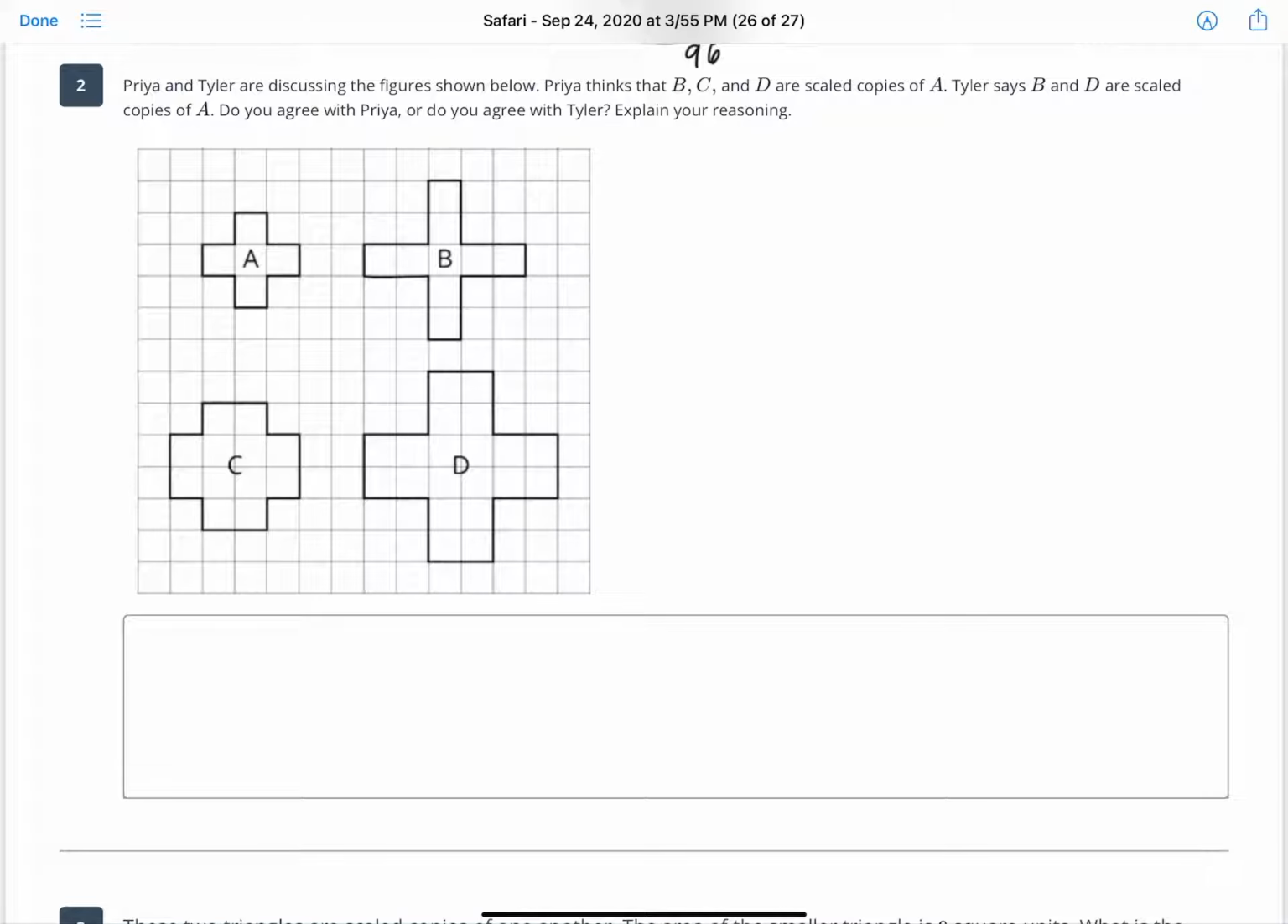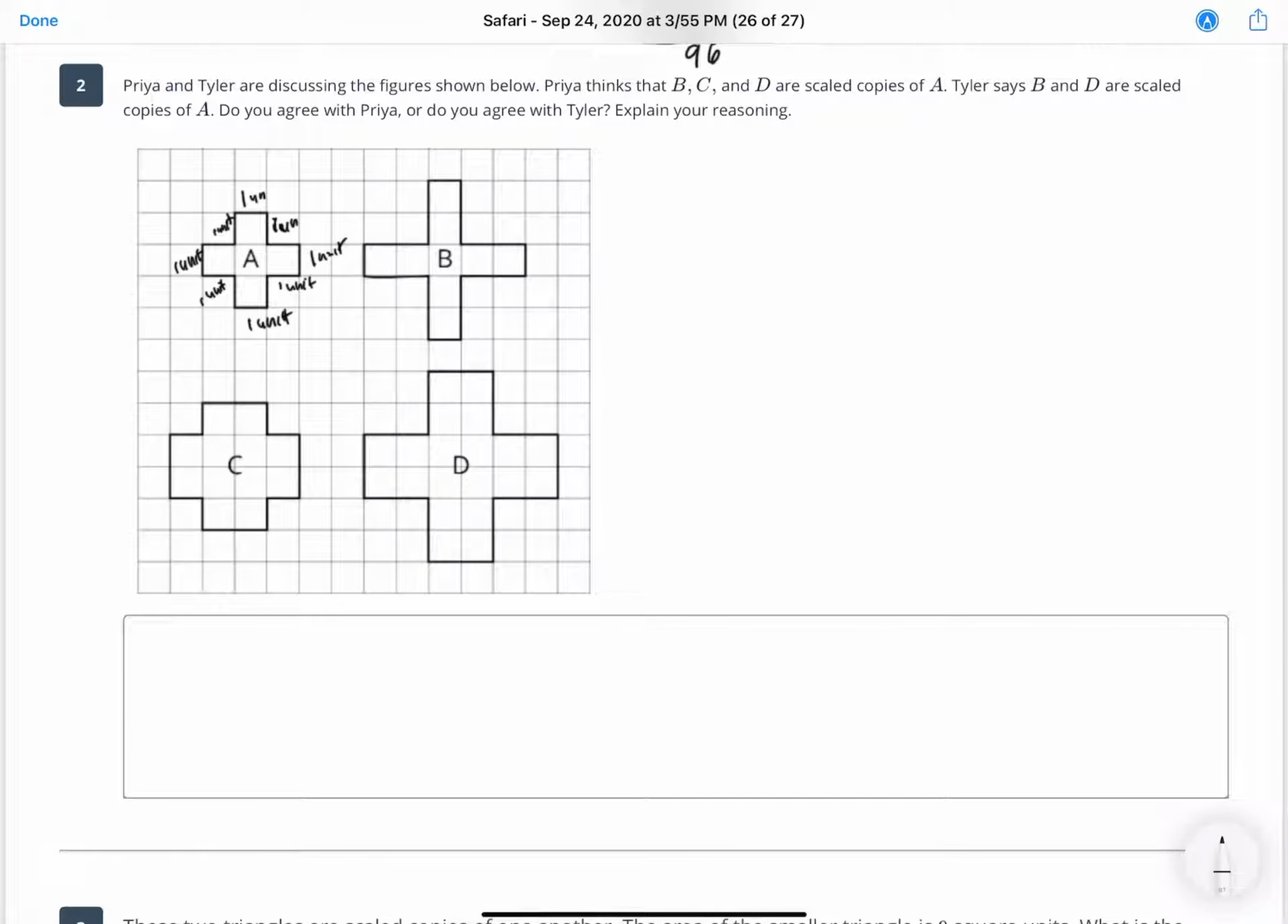And it says, well, let's look at it. I'm sorry, I'm about to read the question again, but let's look at it, okay? So I want to use this grid to find the measurements of A. So A is 1 unit all the way around. I'm just going to put 1 unit, 1 unit, 1 unit, 1 unit, 1 unit, 1 unit. It's just 1 unit all the way around.